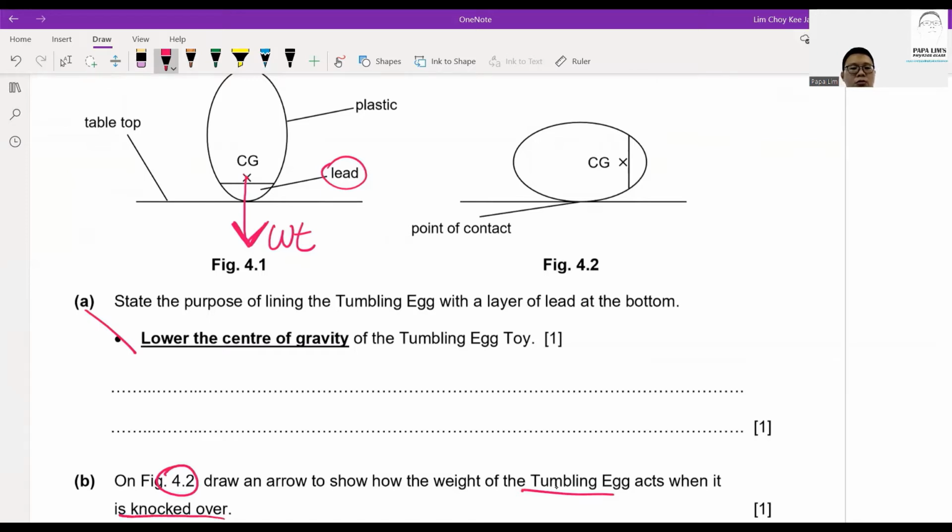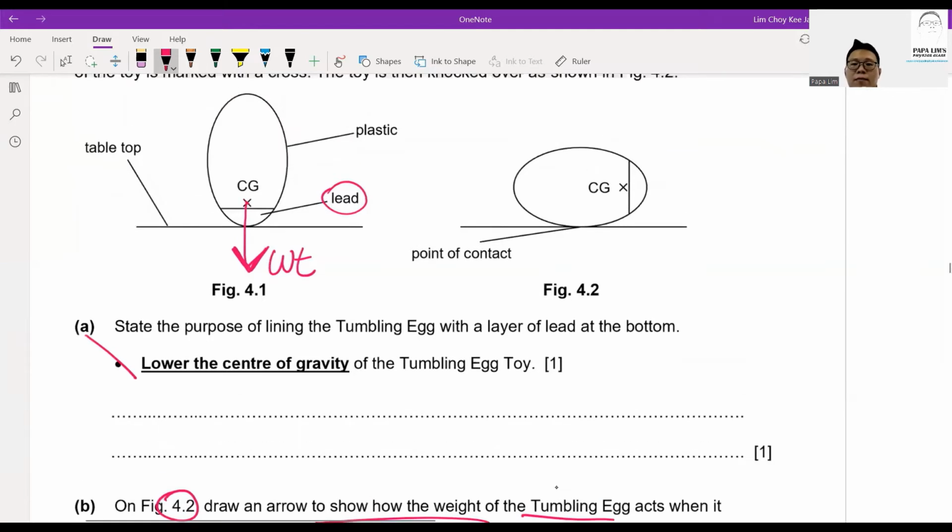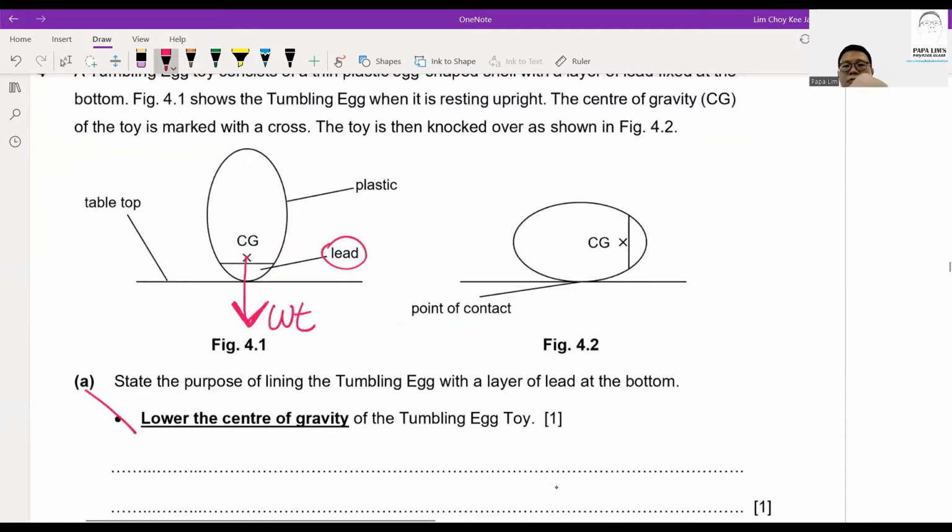Okay, draw an arrow to show how the weight of the object acts when it gets knocked over. So at this position here, remember the idea of the CG is it tells you where the weight is. So the weight will still be at the CG, whether the egg is upright or tumbled down horizontally. And one thing about weight is you must know it always acts vertically downwards because gravity pulls down. So what we do is it will actually still be vertically downward. It will still be here.